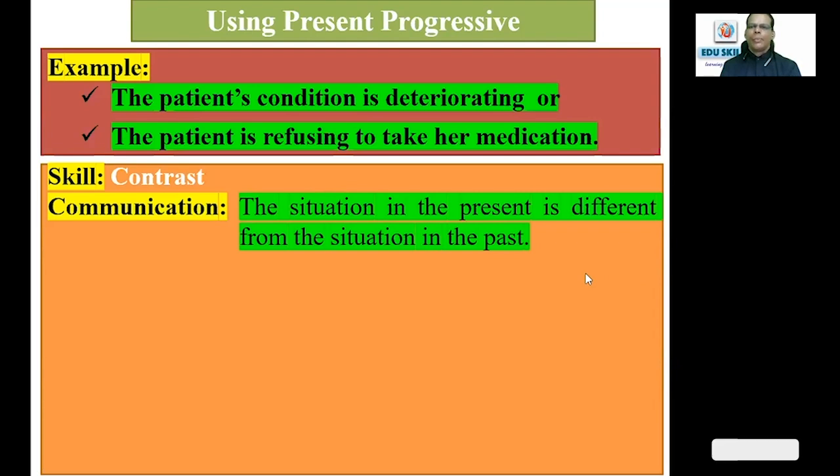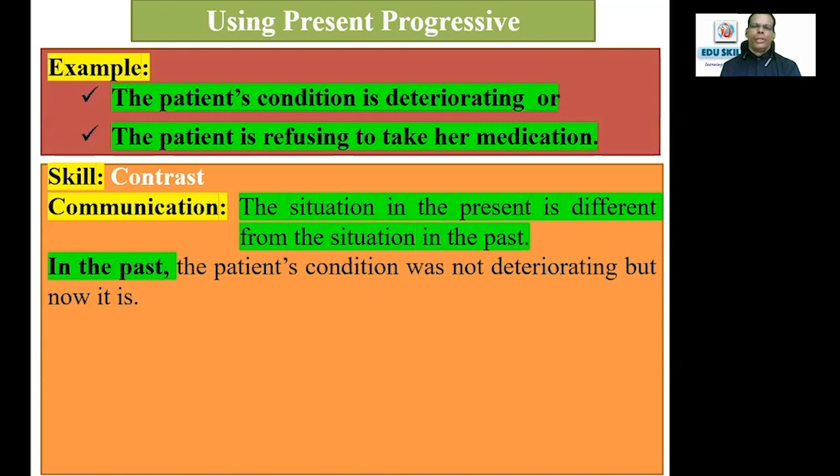The situation in the present is different from the situation in the past. The very fact that you are using the present progressive tense in a sentence tells the reader that the situation has changed. There's a contrast, a drastic change or a mild change or whatever, a change that requires your attention. So without telling them it's important, it tells them you need to put your attention over here.